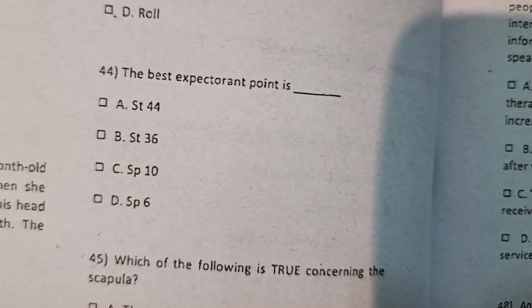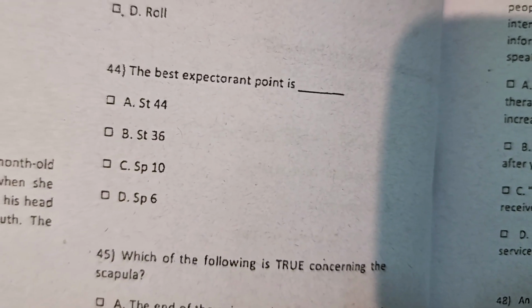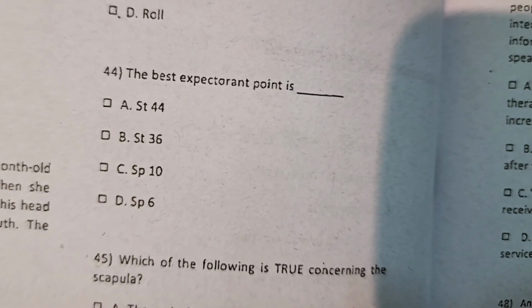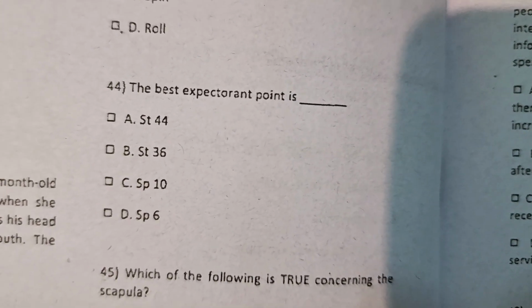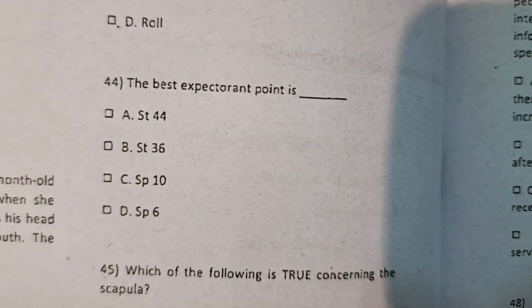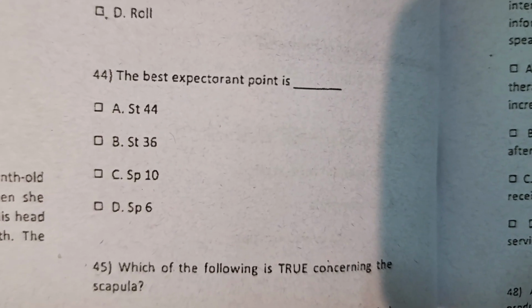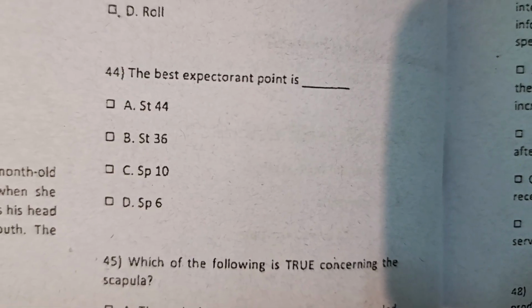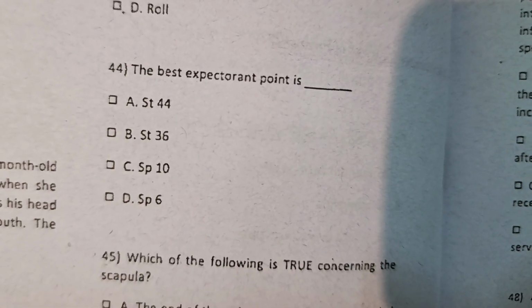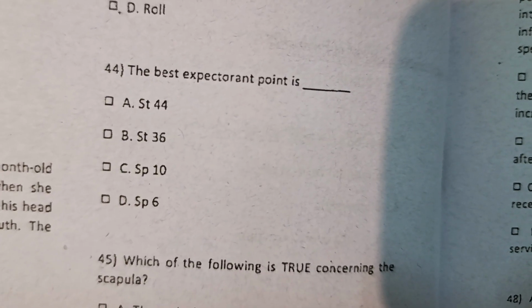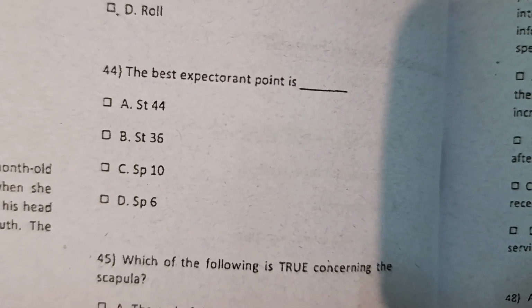MCQs number 44. The best expectorant point is option A ST44, option B ST36, option C SP10, and option D SP6. And the right answer is option A ST44.